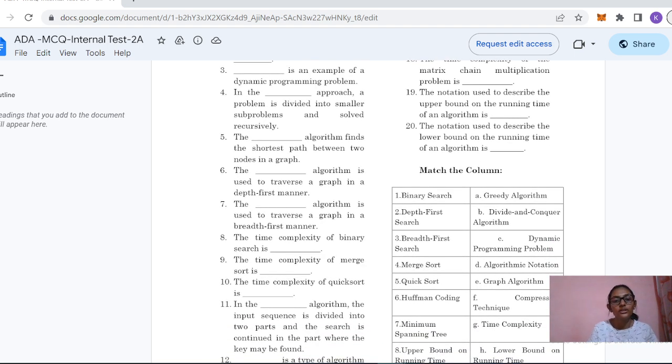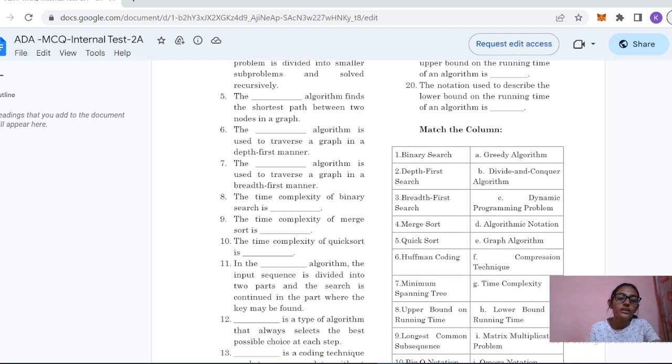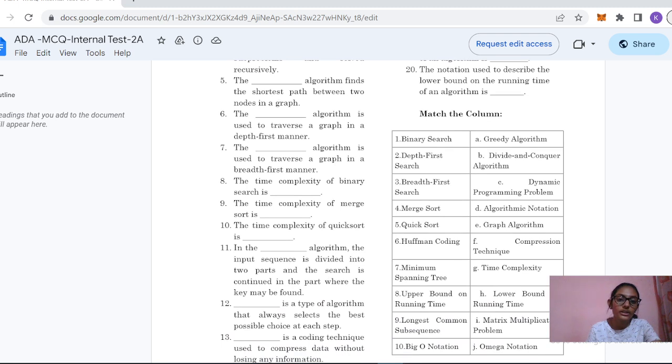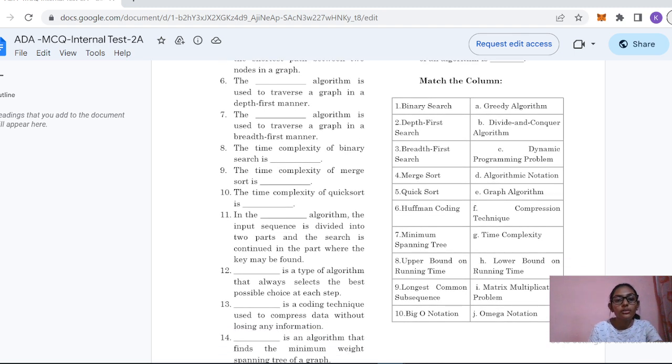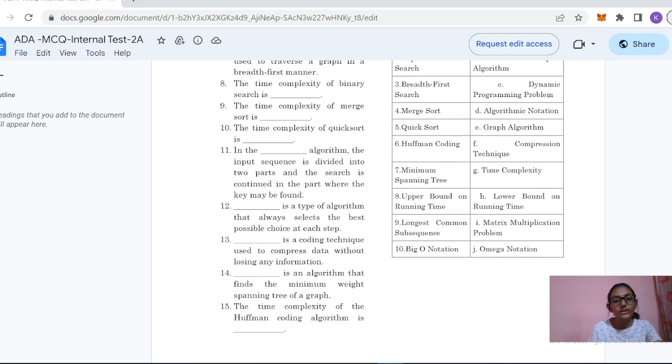Sixth, the dash algorithm is used to traverse a graph in a depth first manner. Answer is depth first search. Seventh, the dash algorithm is used to traverse a graph in a breadth first manner. Answer is breadth first search because it traverses the graph in a breadth manner. Eighth, time complexity of binary search is order of log n. Ninth, time complexity of merge sort is order of n log n. Tenth, time complexity of quick sort and merge sort is the same, order of n log n.